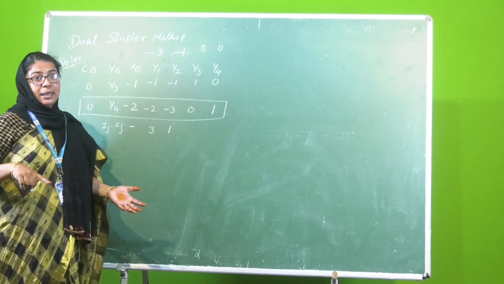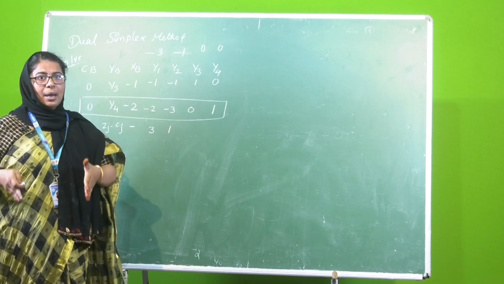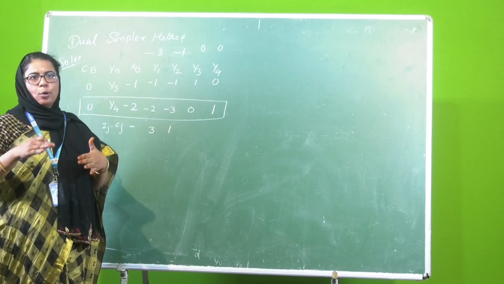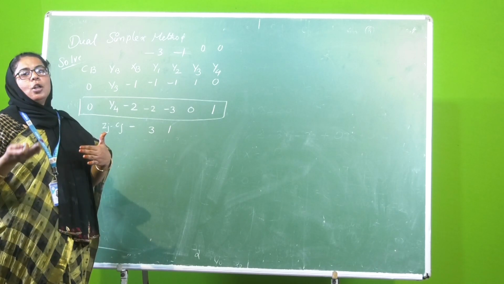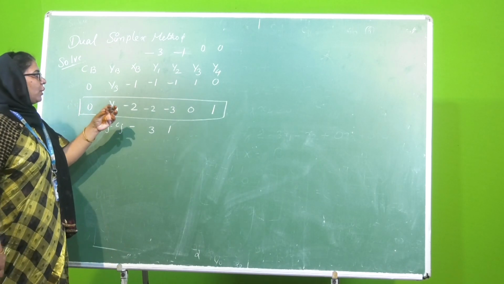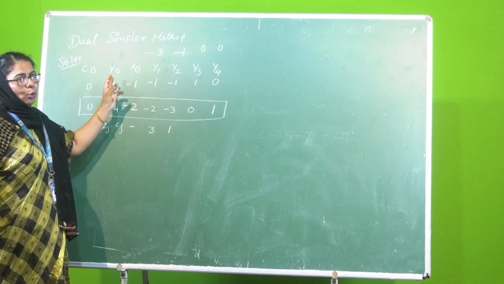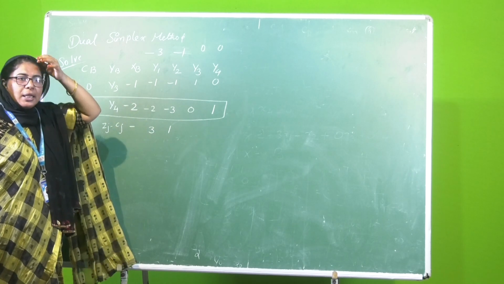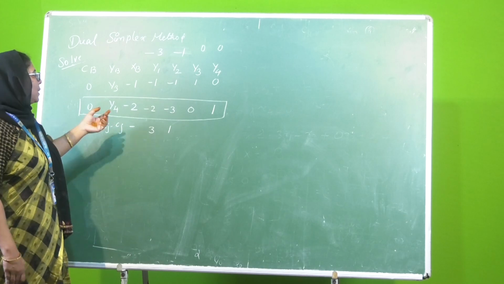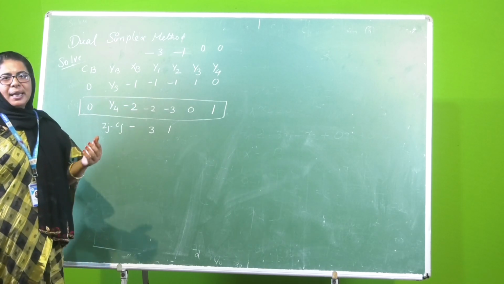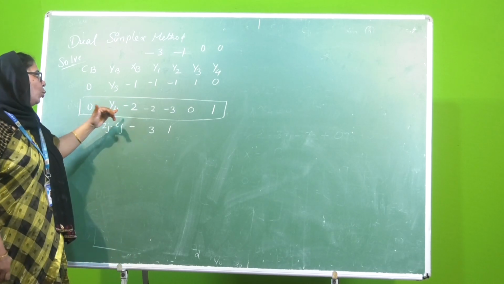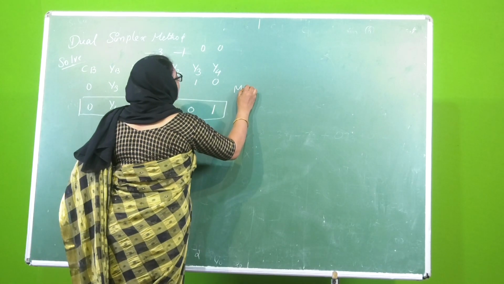In the simplex method, first of all we choose the column, next we choose the row. The dual simplex method is the reverse process of the simplex problem. So first of all, you have to choose the row. How can we choose? You look at the xb value, and in the xb value you select the most negative value. Between minus 1 and minus 2, the most negative value is minus 2. Most negative.